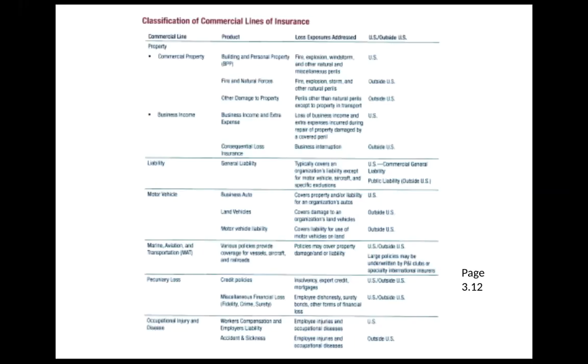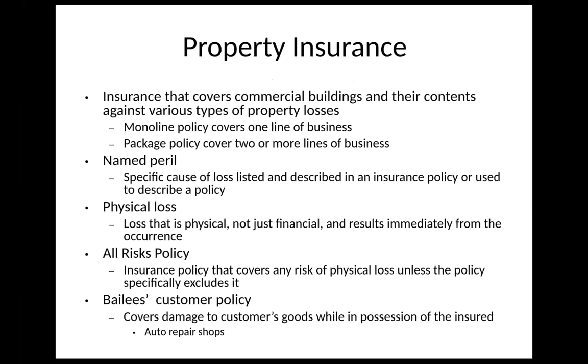And so the coverages that it talks about are property, liability, motor vehicle or auto. So you have business auto, motor vehicle, marine, aviation, transport, pecuniary, which is more credit policies, and then what they consider occupational injury disease, which is more your workers' compensation on the last one. So we're going to go actually a little deeper dive on each one of these and what does it mean, what do they cover.